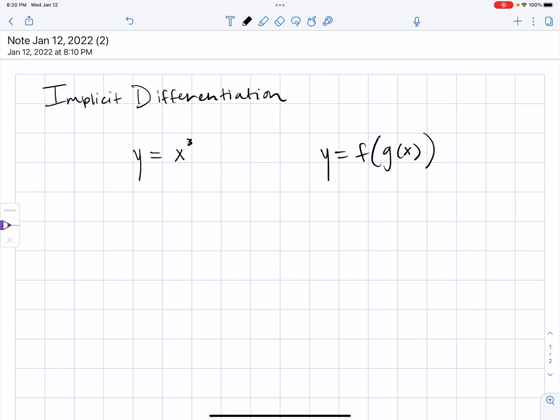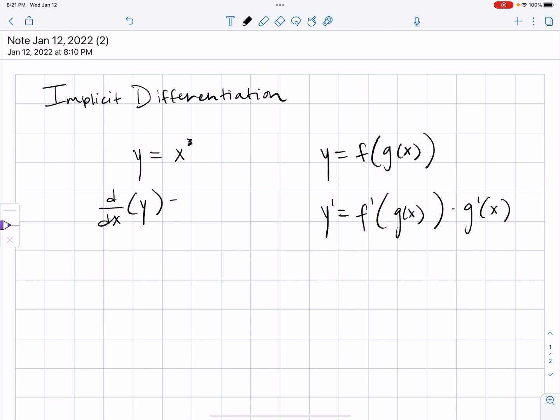So to differentiate a composite function, you need to use chain rule, where the derivative y prime would be the derivative of the outside function. You leave the inside function alone, and then you multiply by the derivative of the inside function. So to differentiate y equals x cubed from an implicit differentiation perspective, and we're thinking of differentiating with respect to x, we first need to show that we're differentiating with respect to x.